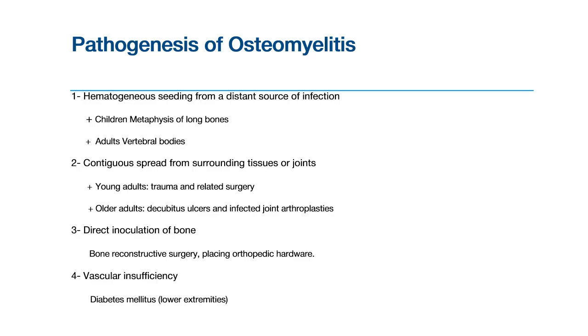Third method is direct inoculation of bone during operative procedures and placing hardware. The fourth way is via vascular insufficiency, which will make the bone highly susceptible to infection. Example, diabetic foot or decubitus ulcers.